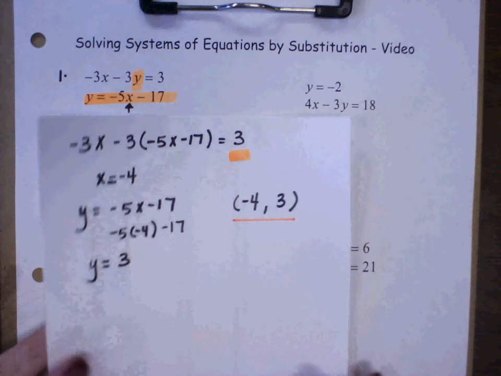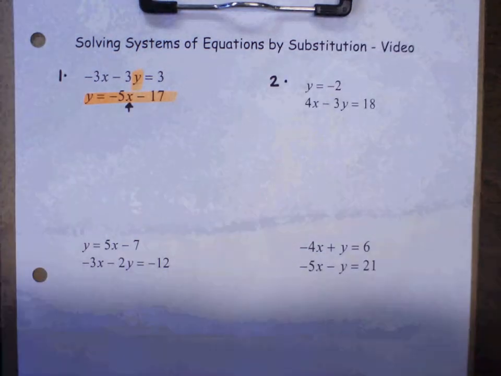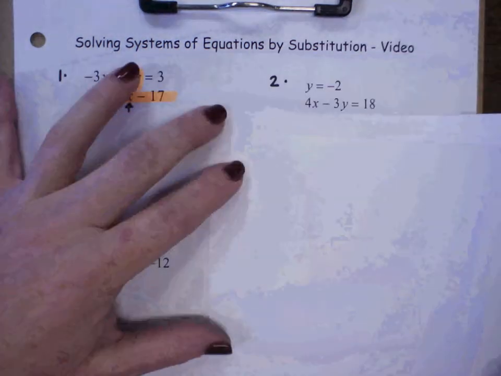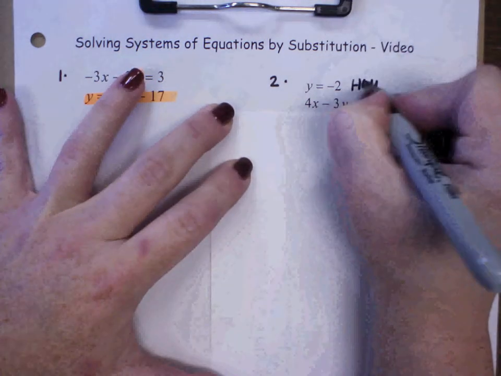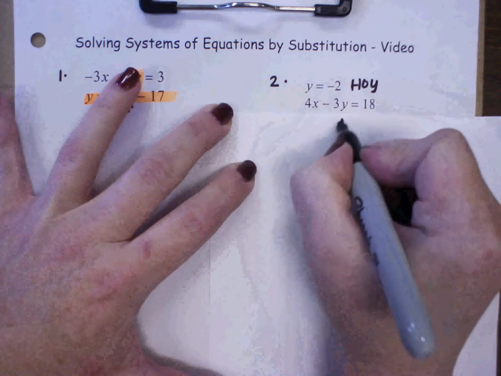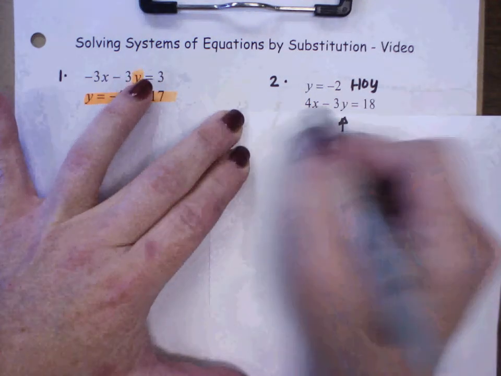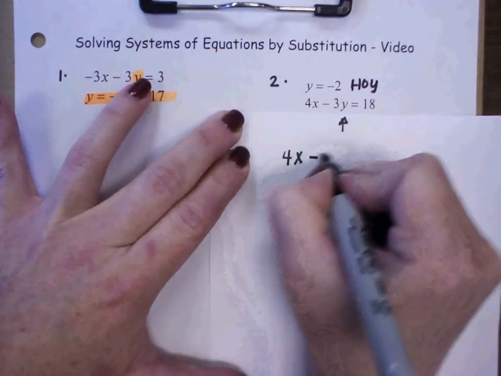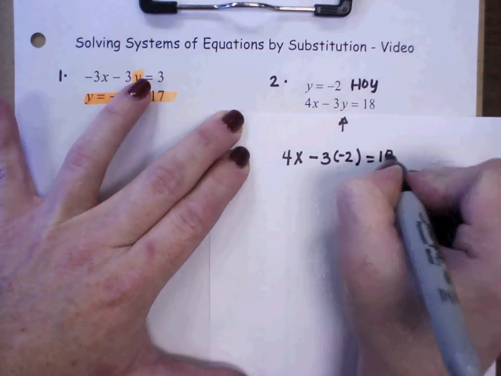Okay? Now, this second one, it's very easy to do because you already have the value of y. This is a horizontal line. Y can only be equal to negative 2. So what I'm going to do is I'm going to go ahead and substitute it on the y so that I can figure out the x. So 4x minus 3 times negative 2 equals 18.